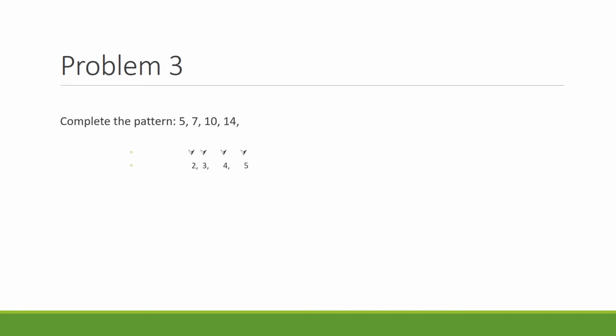So what should our next number be in this pattern? 14 plus 5 is 19. 19 plus 6 is 25. 25 plus 7 is 32. We have now completed the pattern.